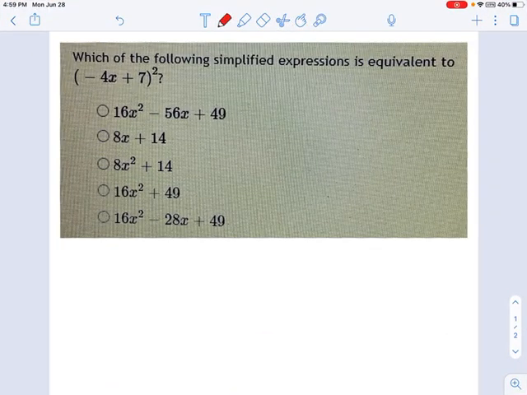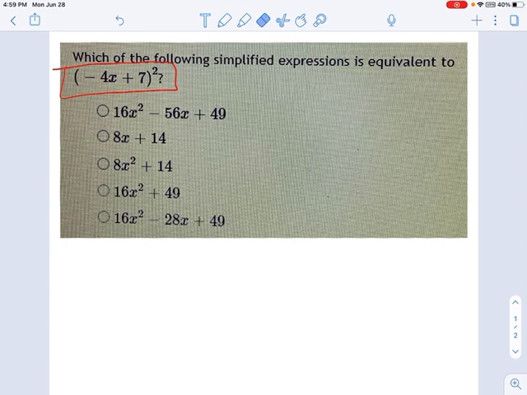In this problem, we're asked to identify the simplified expression in this list which is equivalent to this parentheses term here, negative 4x plus 7, and the whole thing squared. So if you remember what that squared on the outside of the parentheses means, it's not as simple as just squaring everything that's on the inside of the parentheses, although you'll see that option in this list.